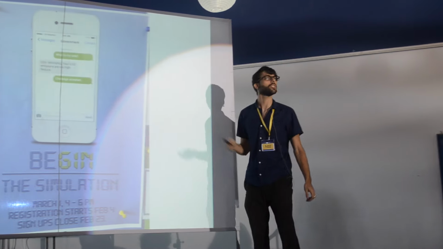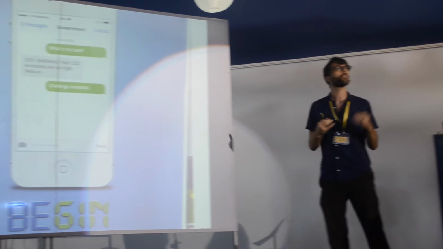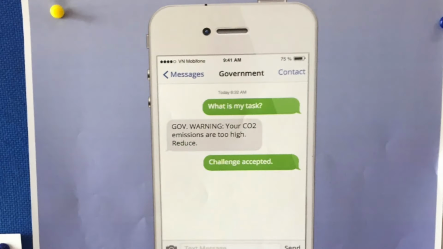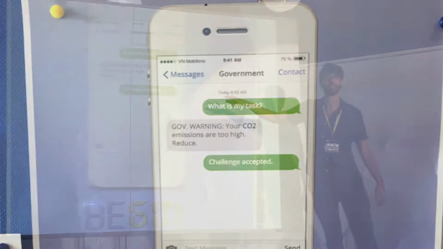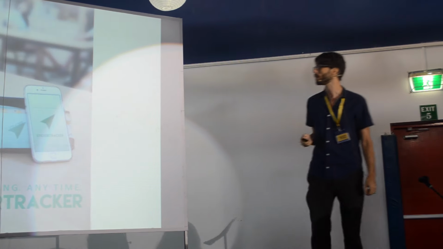Okay? And here's a GIN simulation, so Global Issues Network, right? This group very cleverly created a dialogue or a narrative. So, what's my task? Government warning, your CO2 emissions are too high, reduce. Challenge accepted. So trying to entice through using a narrative.